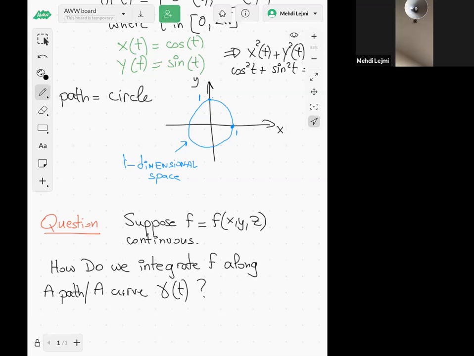And also another question is, what will be the interpretation of such an integral, right? So what's the interpretation of such an integral?